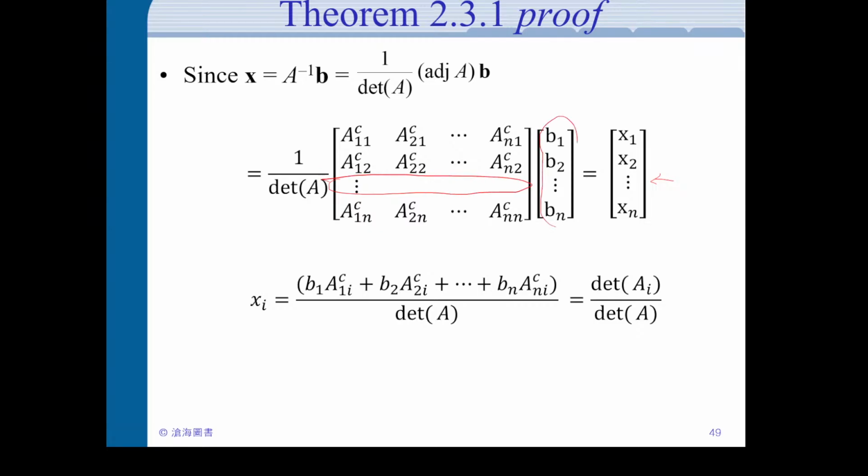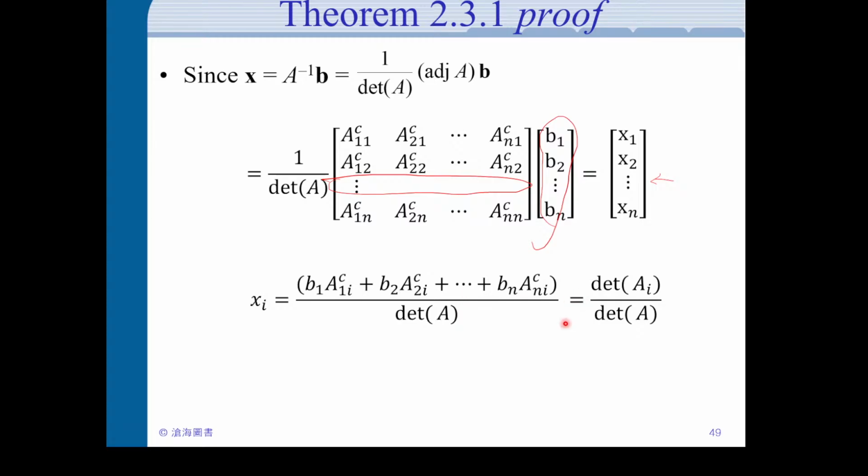Okay, just look at the matrix multiplication. So the ith row of X is all those B times those cofactors. So the ith row of cofactors here. So AC, the ith row of adjoint A. So AC1i, AC2i, etc.